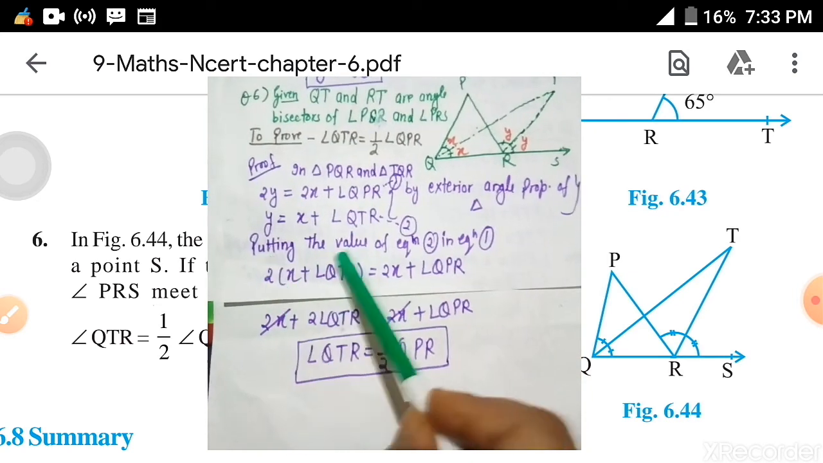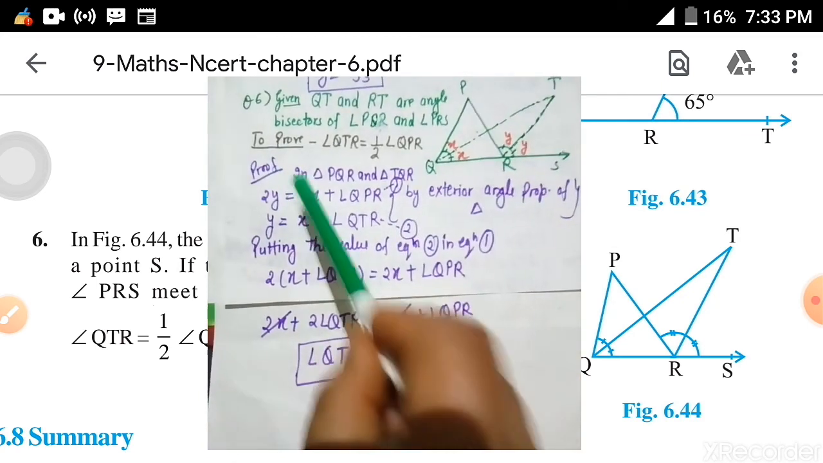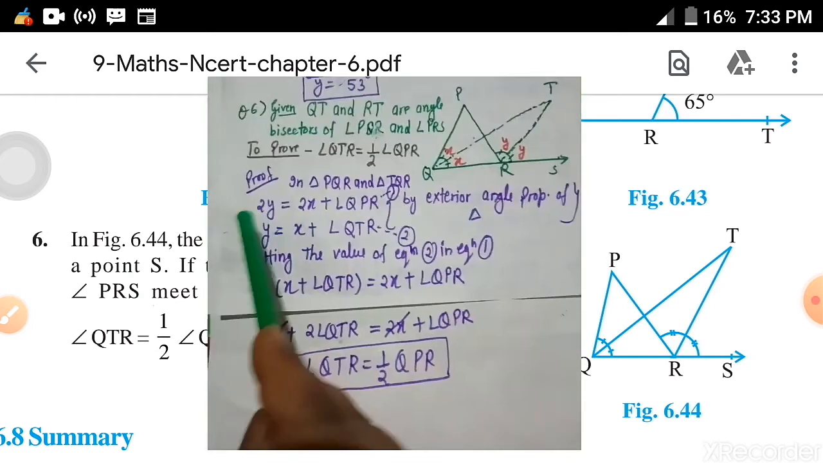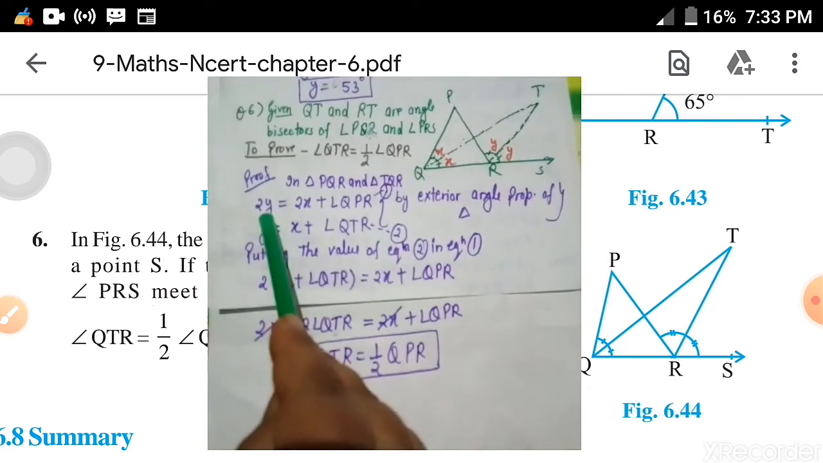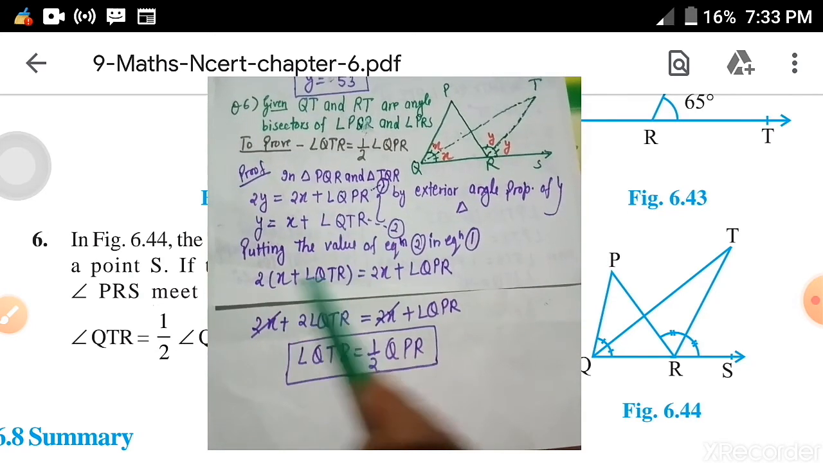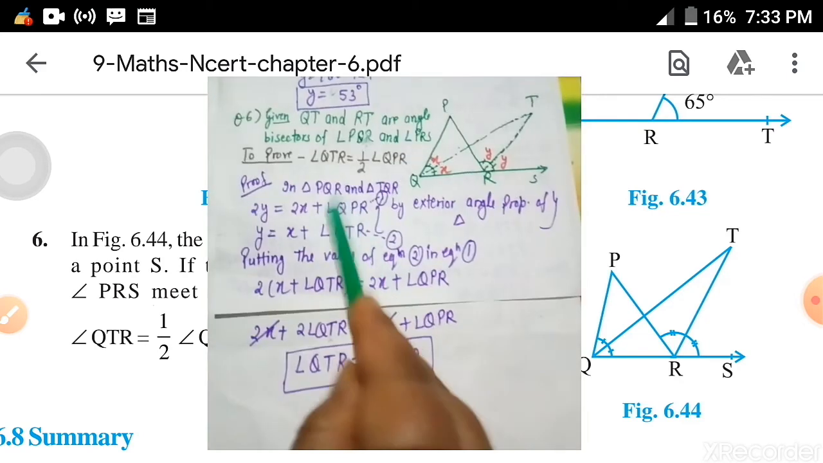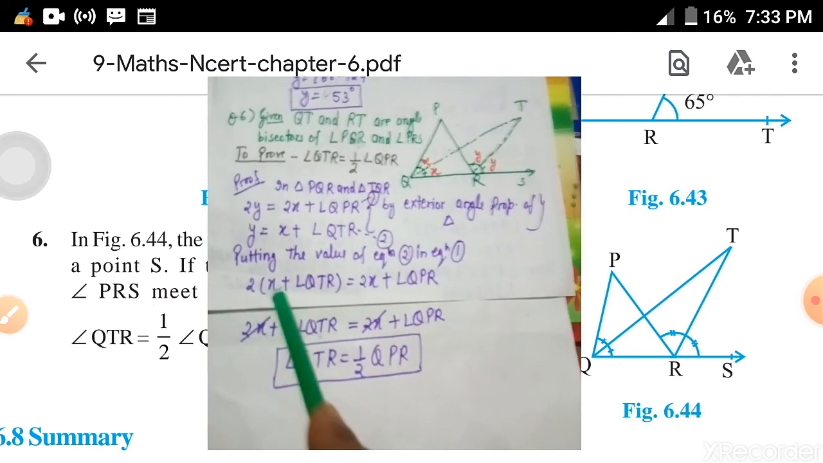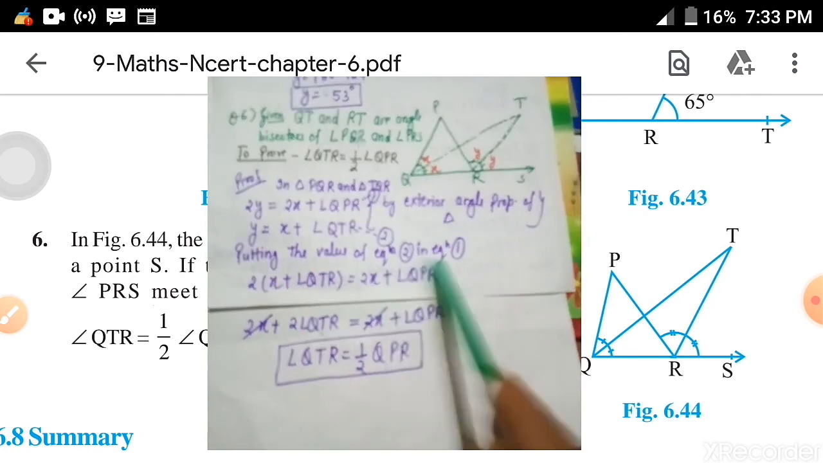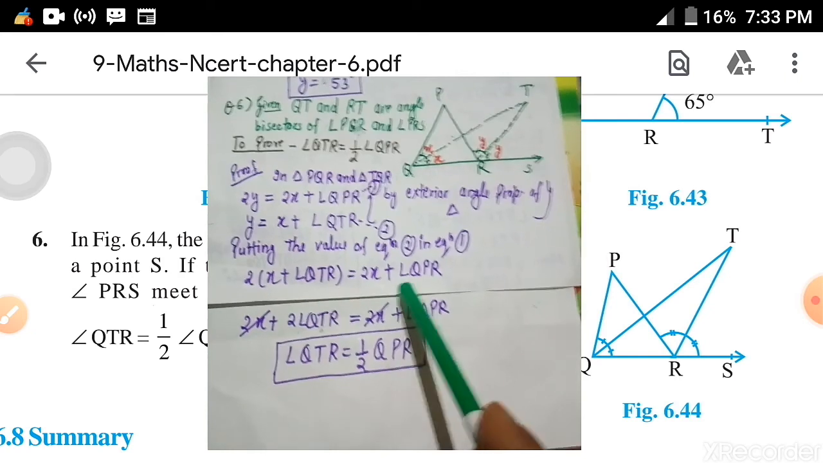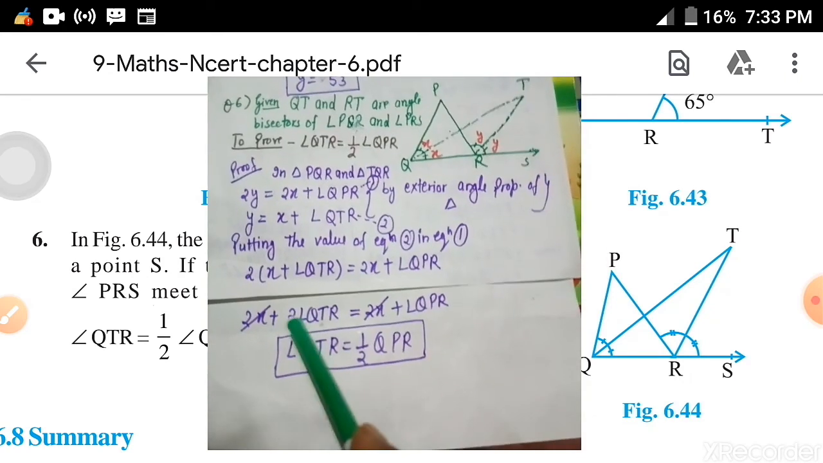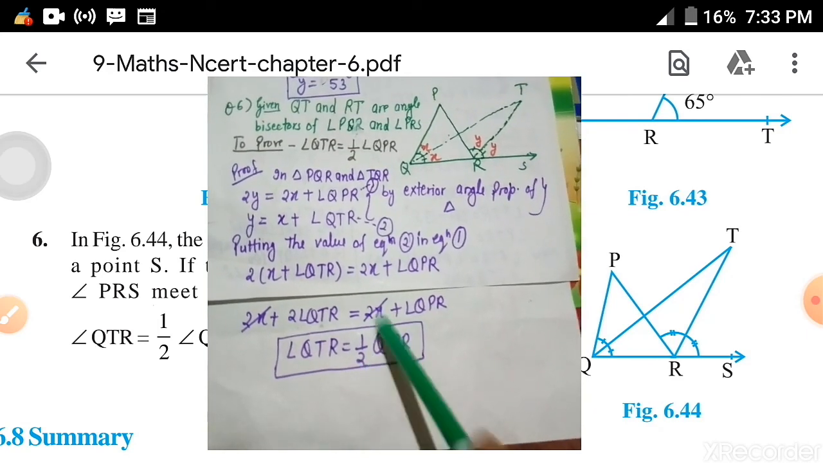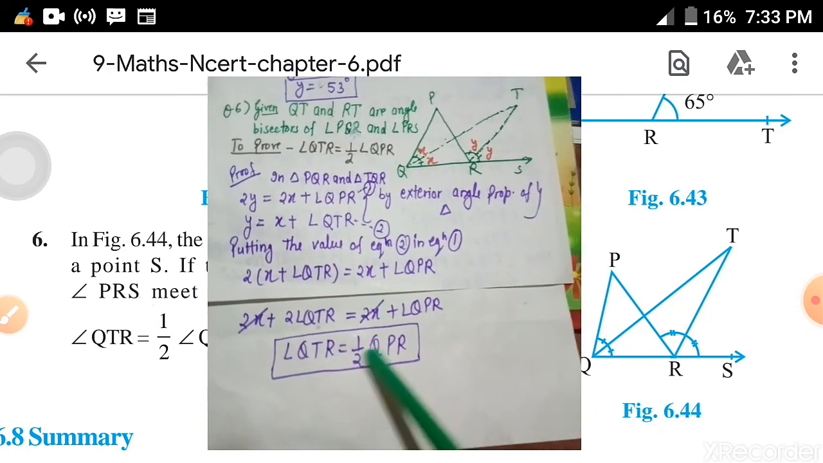Now putting the value of equation 2 in equation 1, in place of y I will write x plus angle QTR. So you can see that in place of 2 I have written 2, and in place of y I have written this whole value x plus QTR, is equal to the right hand side, which I have written as it is. Now I will multiply by 2, there 2x and here also, and the right side we will write as it is. 2x will cancel with 2x, and for angle QTR, the 2 will be shifted down and it will come under. So QTR is equal to half QPR.